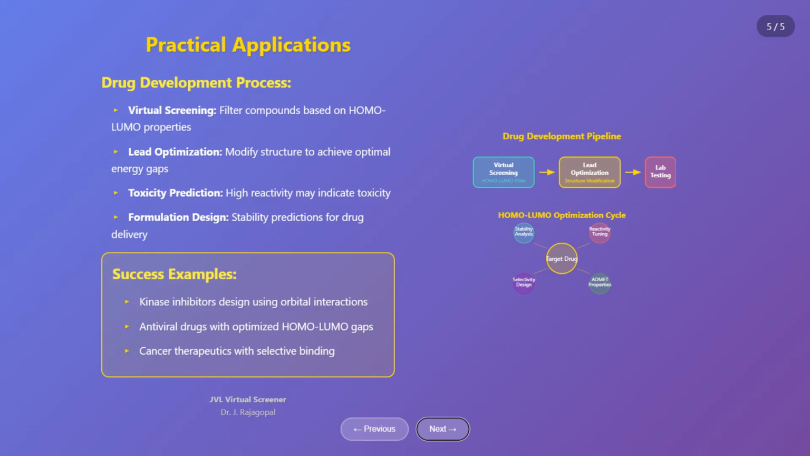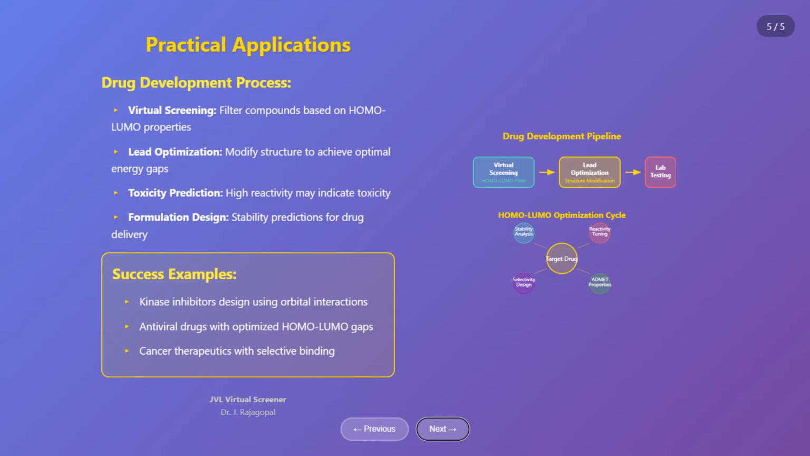Second, lead optimization. Once we find promising compounds, we modify their structure to achieve optimal energy gaps. This is where the real magic happens. Third, toxicity prediction. This is very important for safety. Molecules with very small HOMO LUMO gaps tend to be highly reactive and potentially toxic. We can predict this beforehand.